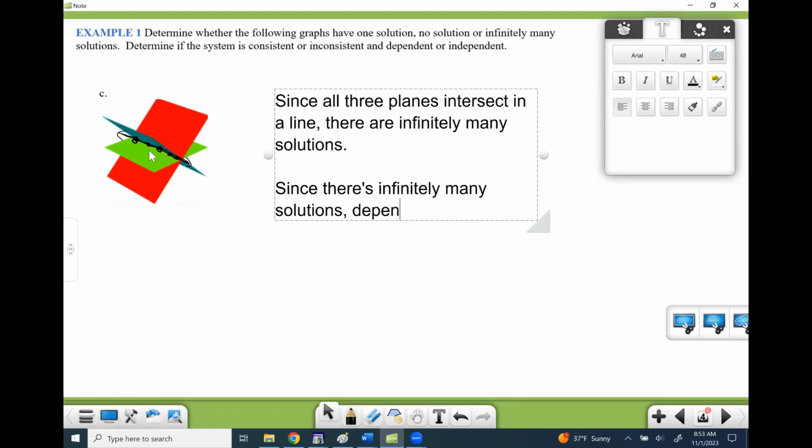All right, so if there's infinitely many, this is going to be dependent. Okay, and also we have a solution. In fact, we have infinitely many. It is consistent.